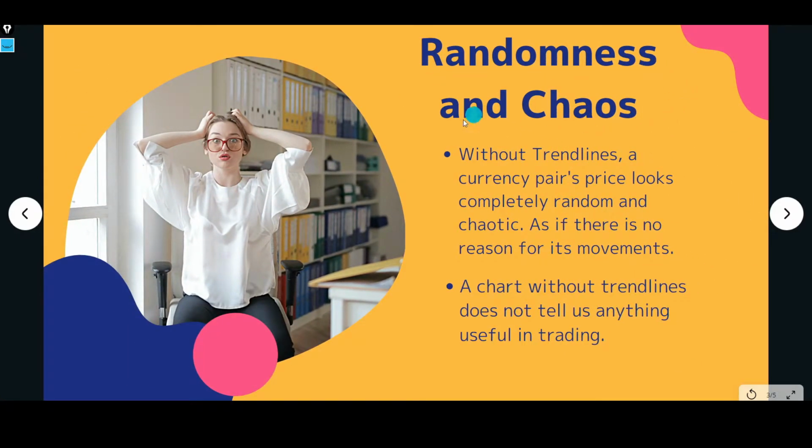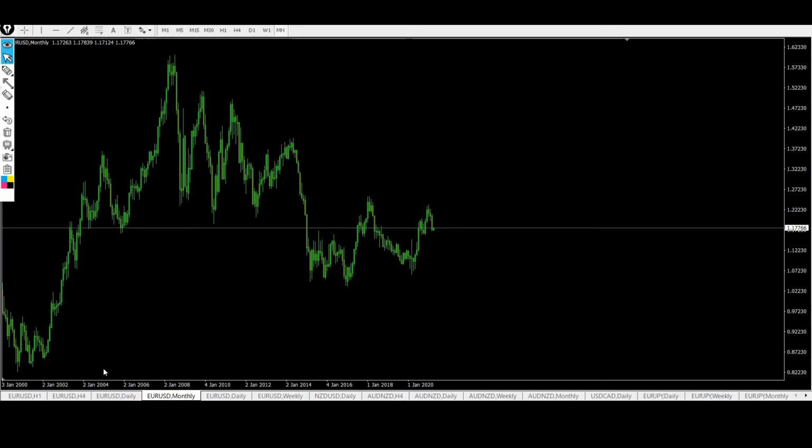Randomness and chaos. Without trend lines, a currency pair's price looks completely random and chaotic, as if there's no reason for its movements. This is a Euro-USD monthly chart. The data spans from the year 2000 until the current, which is 2021.